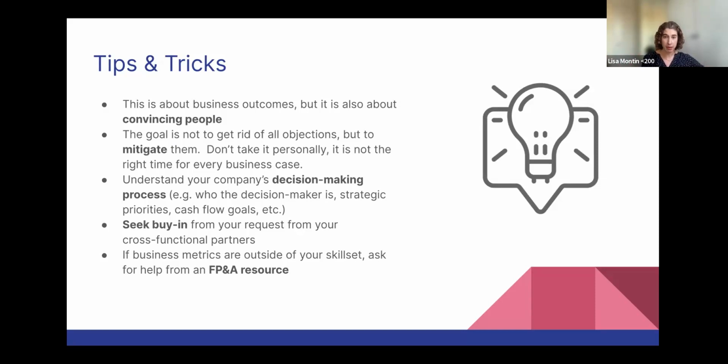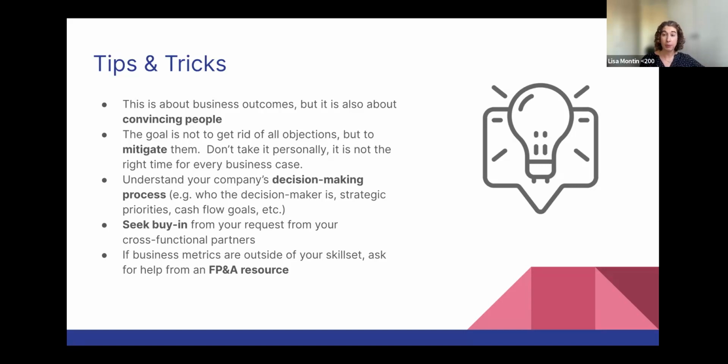The goal is to mitigate them. And if your business case does get rejected, don't take it personally. It's not the right time for every business case. So if we think about this example, it's really optimizing towards revenue. But let's say your business, as many businesses are today, is more focused on efficiency and reducing costs at the moment. Maybe it's not the right time for this investment request.